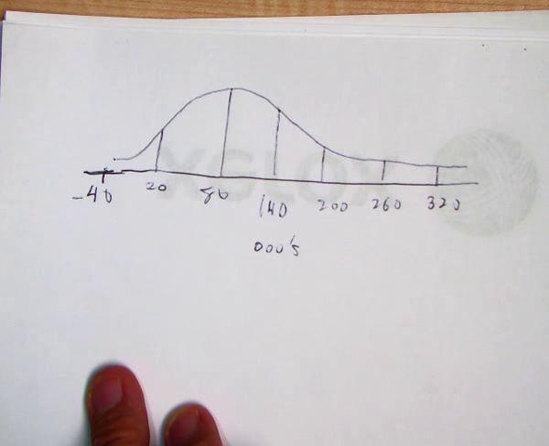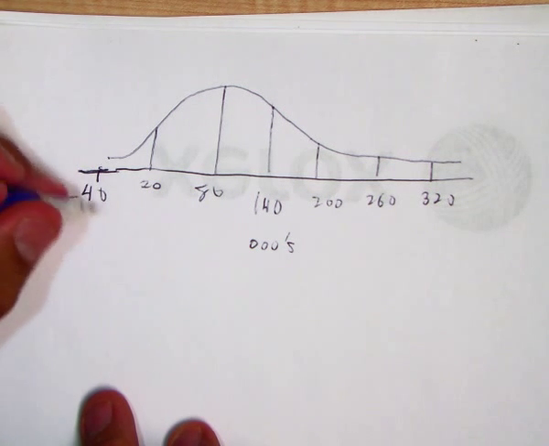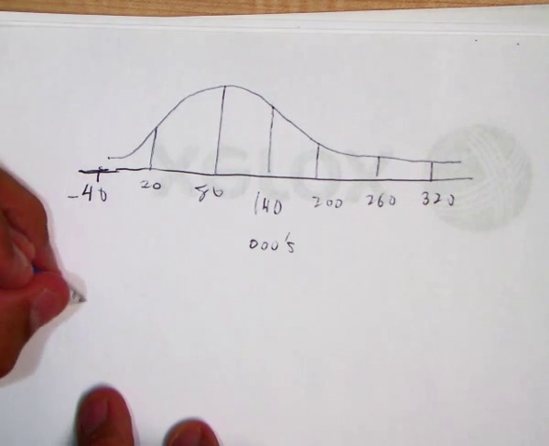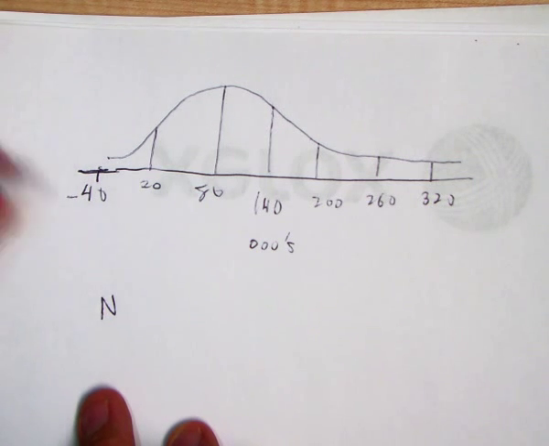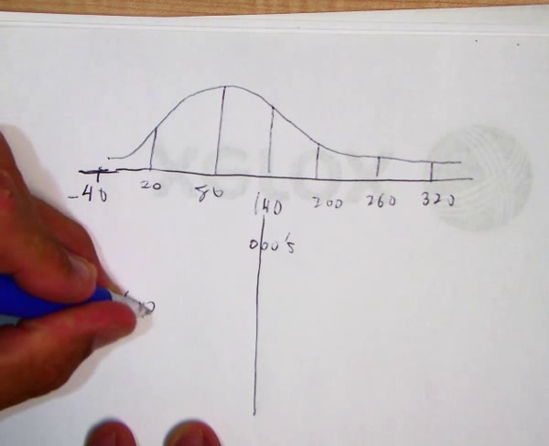Now, what happens when we do a sample distribution? Well, our sample distribution is going to be normally distributed. What's the mean going to be? Well, the mean's going to be the same. It's going to be 140,000.